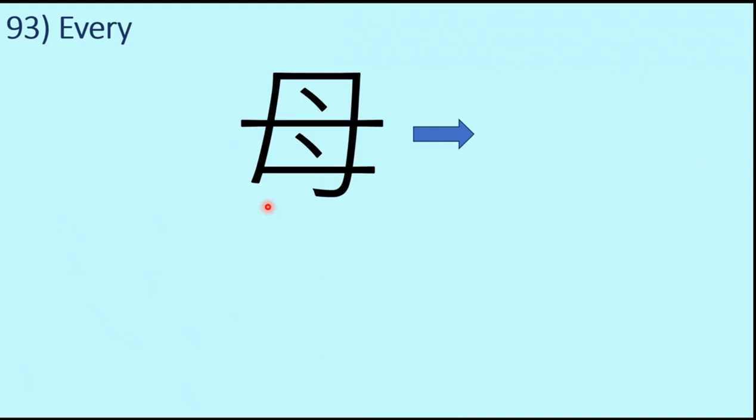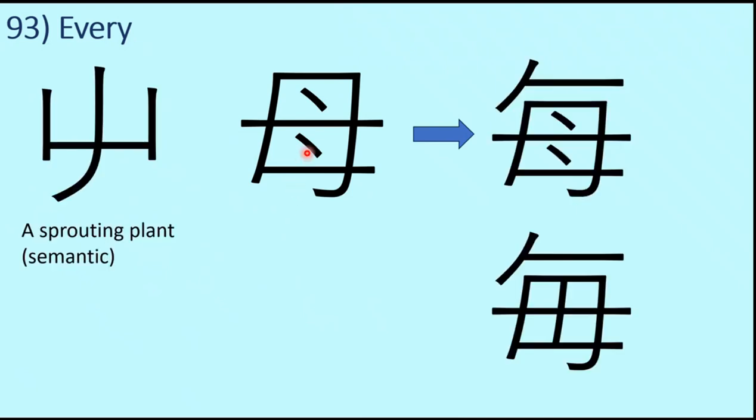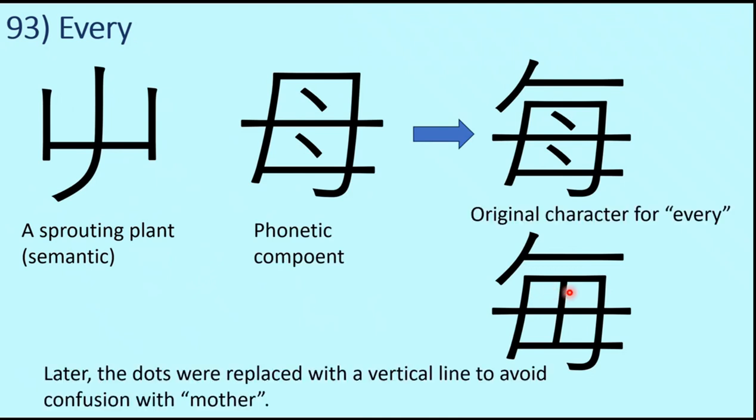Now let's look at the origin. This was our mother's kanji with a lady sitting with her milking breasts. We can see here, this is a sprouting plant. The final character is this one, which represents every, and it has come from this character, which is basically this part and the mother part. This is the original character for this symbol.